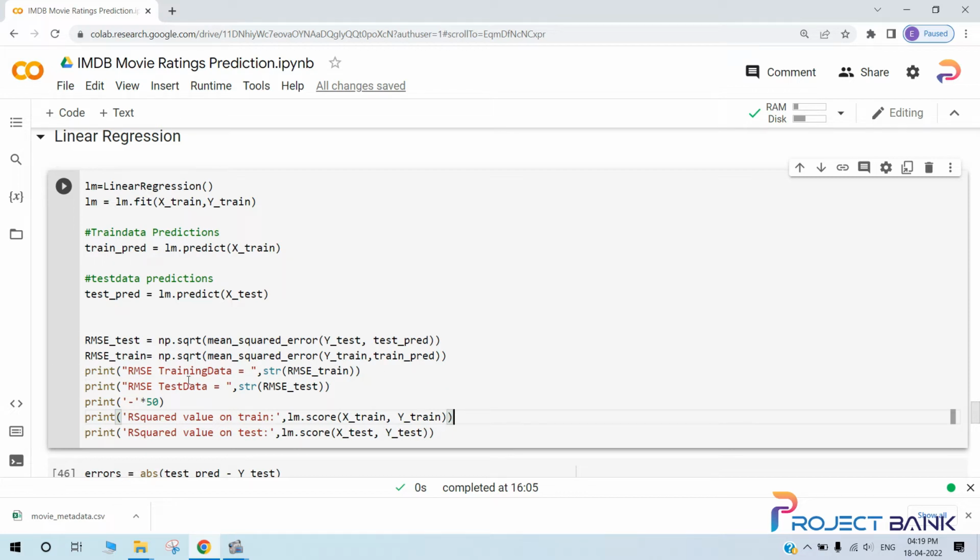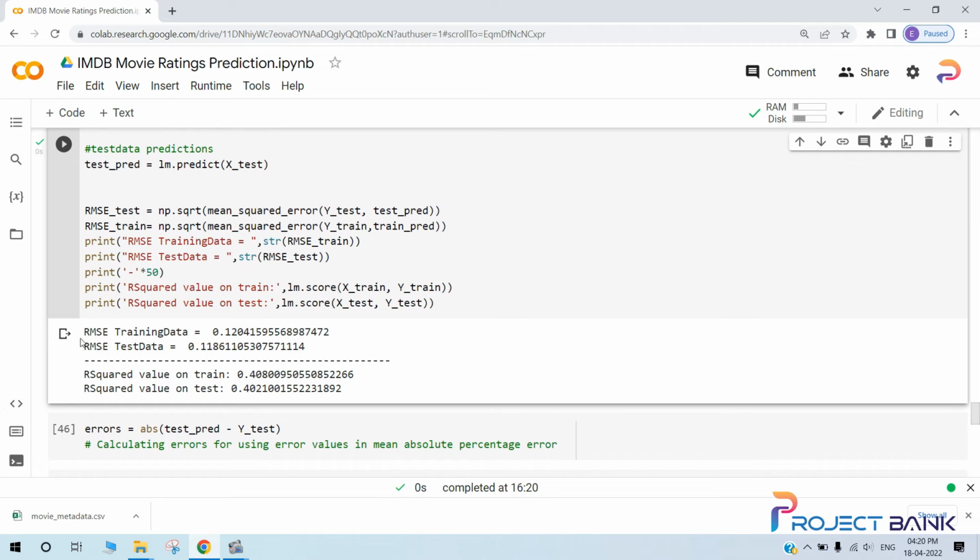Then we have printed the corresponding values, and this line of code is used to print a dotted line which separates the root mean squared error values and the R squared values. So let us run this cell first. Here we can see that the RMSE, that is the root mean squared error, for training data is 12, and for test data it is 11. And the R squared value on the train is 40. Similarly, the R squared value on the test is 40.